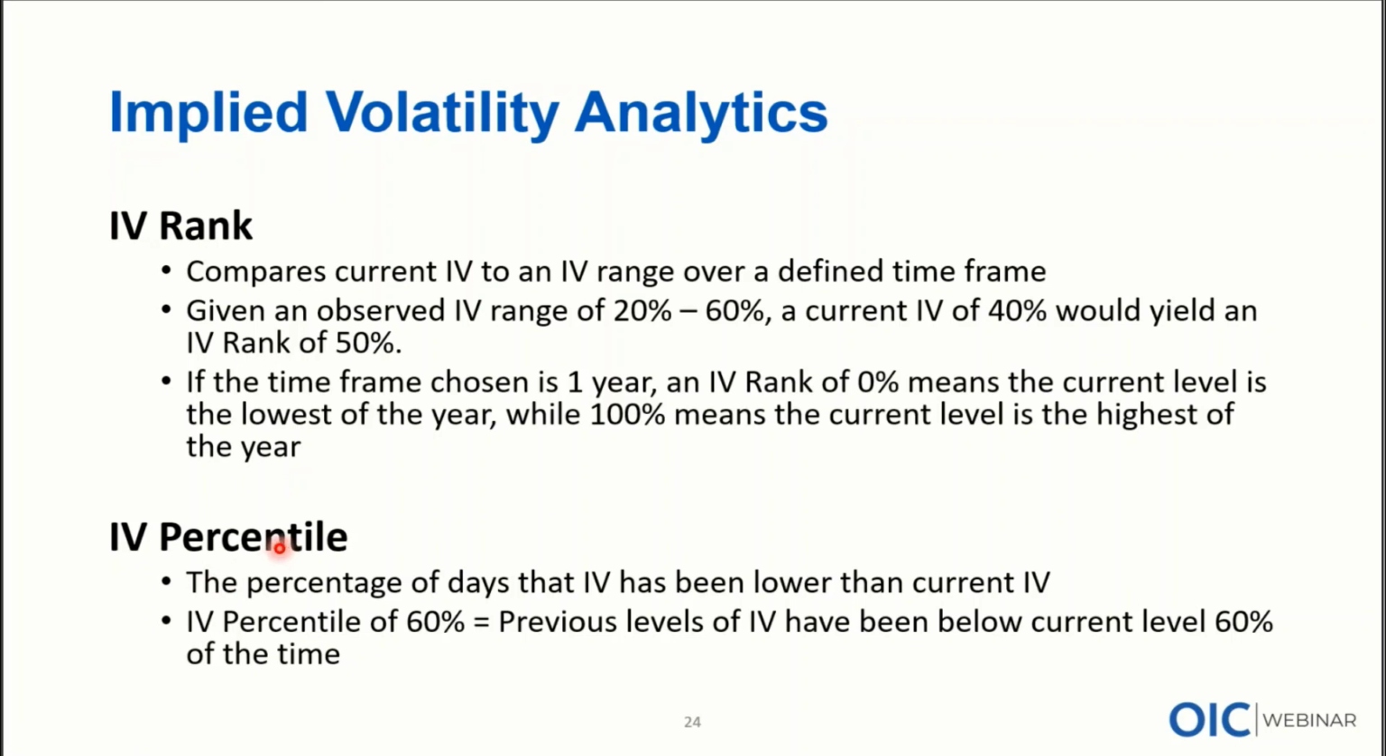IVOL percentile is a little different. It looks at the percentage of days that implied vol has been lower than the current level. So it does incorporate all of the observations over the course of, say, a year, where an IVOL percentile of 60% means that previous levels have been below the current level 60% of the time. So there's a key difference between the two. Percentile will incorporate all of the observations in the given time frame, and IVOL rank just looks, as I said, at those high and low numbers, and that would be it.